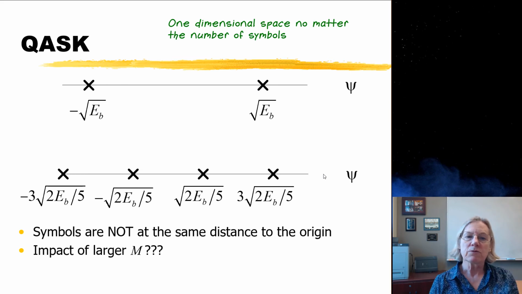One thing I want to observe is that as we get M larger, they are all going on the line. So it's a one-dimensional space no matter the number of symbols. And indeed, as the number M gets larger, we are spacing them more closely. So for PSK and ASK, as the modulation number increases, the bit error rate will go up. But for FSK, it'll be the same, unaffected by the modulation order.